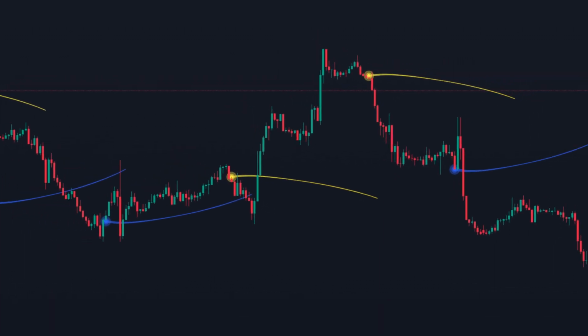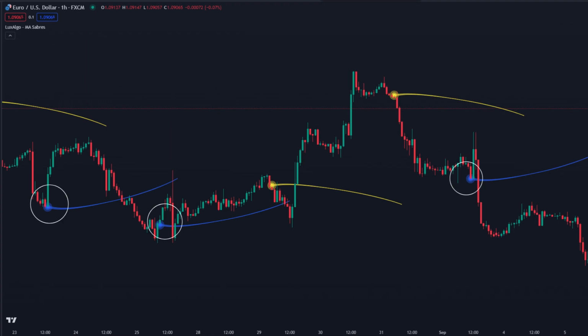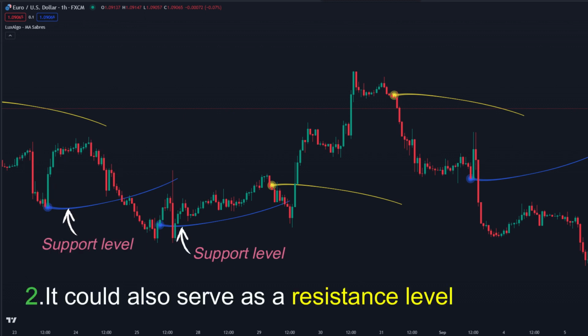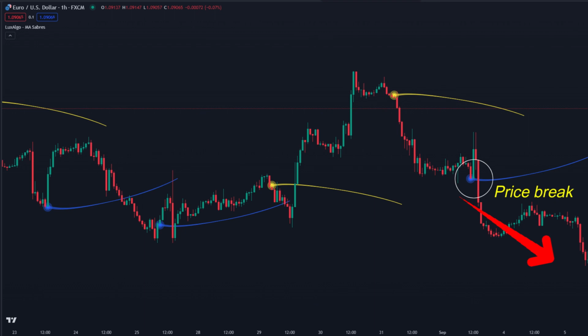The same principles apply for the opposite signal. When we get a blue saber, it indicates two things. Firstly, it suggests that the bearish movement is likely to reverse to a bullish move and continue moving up. Secondly, this blue saber line would serve as a support zone. If prices break this support zone, it is likely that prices will continue moving downward.